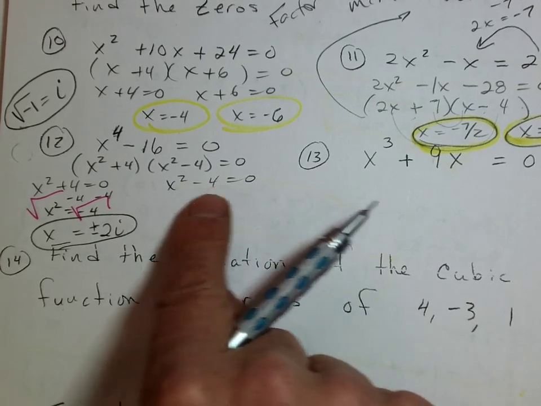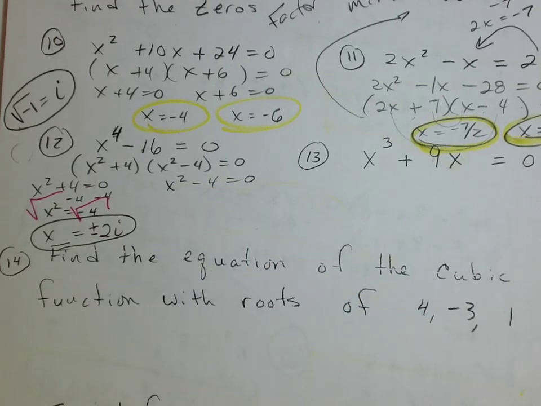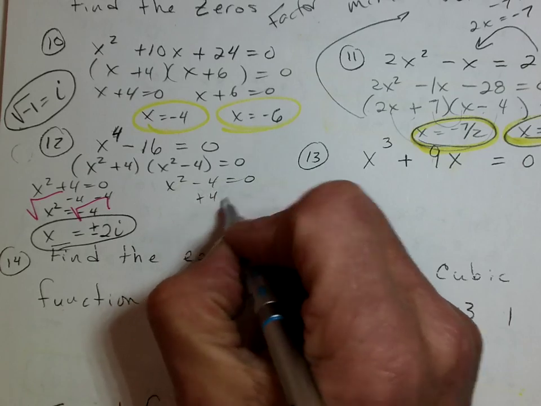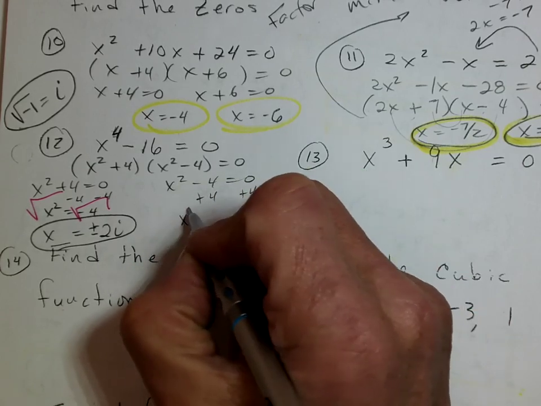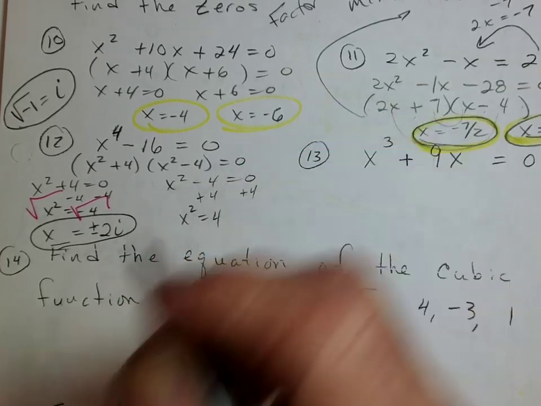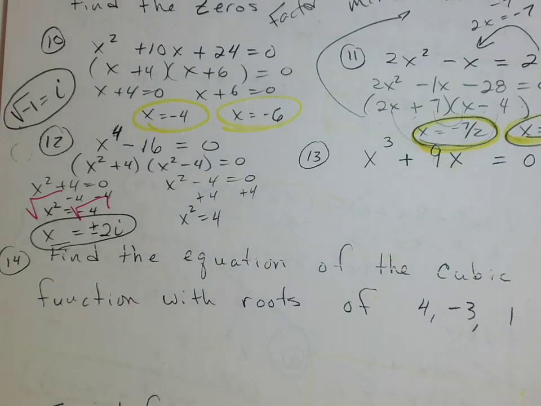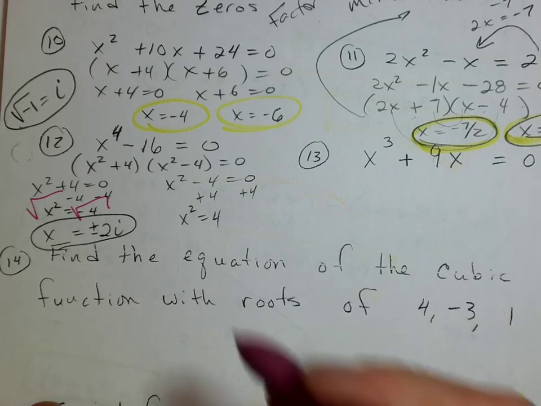Okay, I need 2 more answers, 2 more answers from over here. Yep, plus 4, x squared equals 4. I'm going to square root it, but square root of 4 is easy. Square root of 4 is just 2, just plain old 2. But we need 2 answers. We'll talk about that in a second.